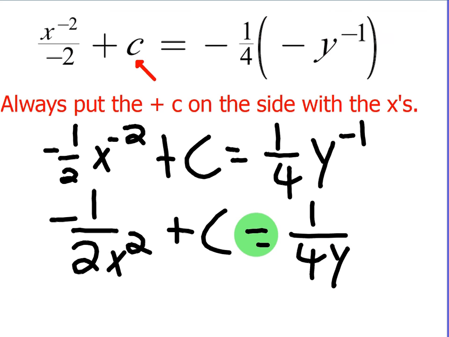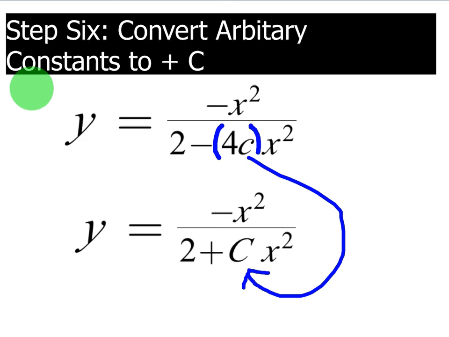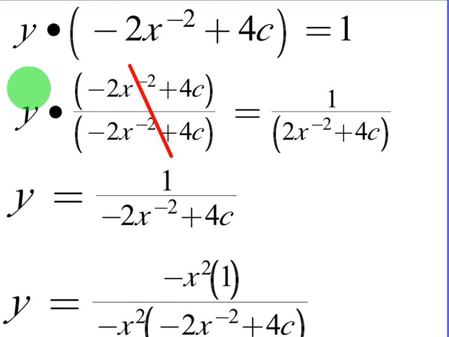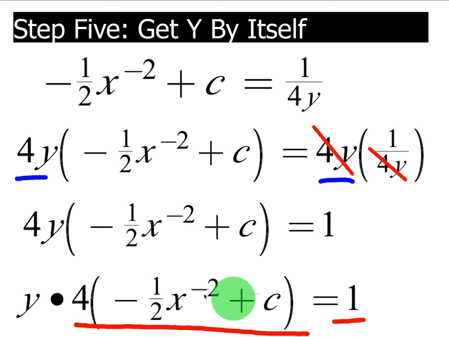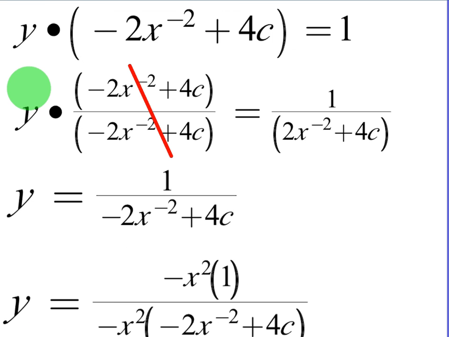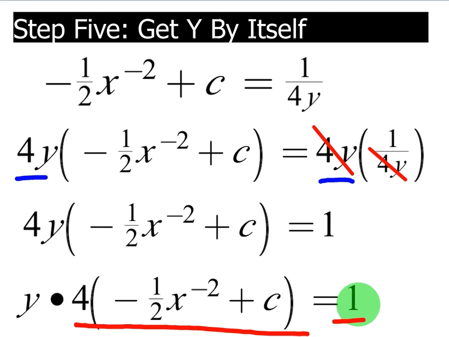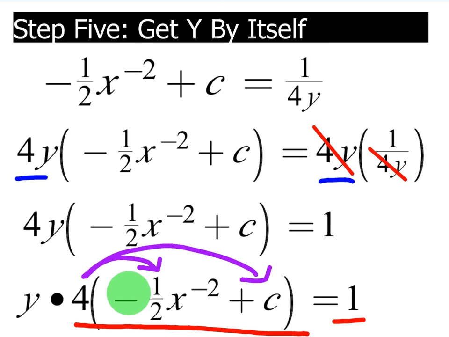So in fact, over here, I had simplified this, but you won't have to do that. You can just leave the x to the negative 2 like it is, and then divide to get y by itself. Okay, so that's what we're going to do next, divide both sides by all of this stuff. Now, I guess before I did that, you can distribute the 4 in to both of those things in the parentheses. So 4 times negative 1/2 is negative 2. 4 times c is 4c. I guess I did it a different way.